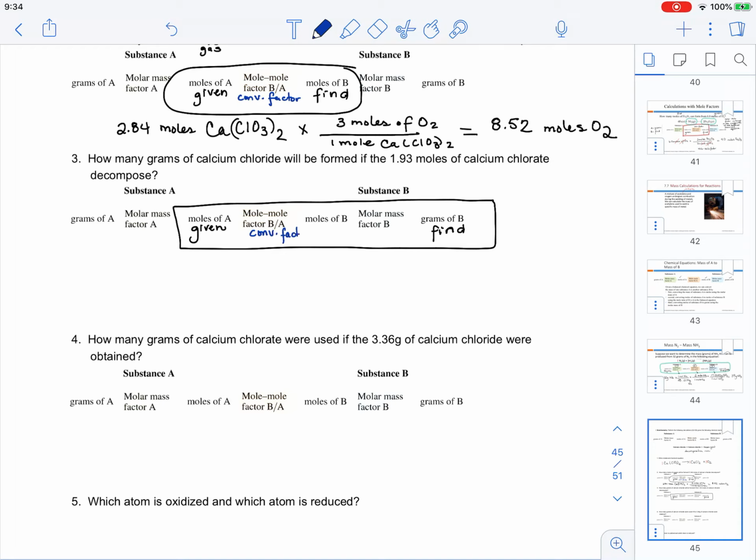We're going to utilize first the mole to mole ratio to find the relationship between moles of A and moles of B. And then lastly, we're going to utilize the molar mass of B to get the grams of B.